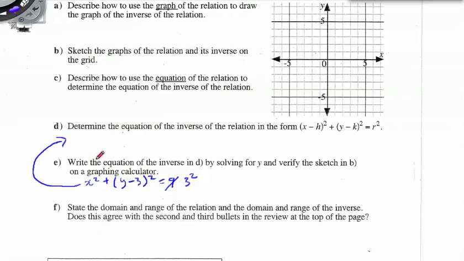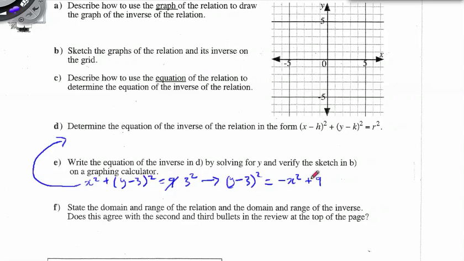For E, write the equation of the inverse of D by solving for y. So we're now going to take this and solve it for y. So what does that look like? If we solve it for y, we've got to bring the x squared to the other side. So y minus 3 all squared will equal, it's going to be negative x squared once it gets to the other side, plus 3 squared, or we can write it as 9, I guess.